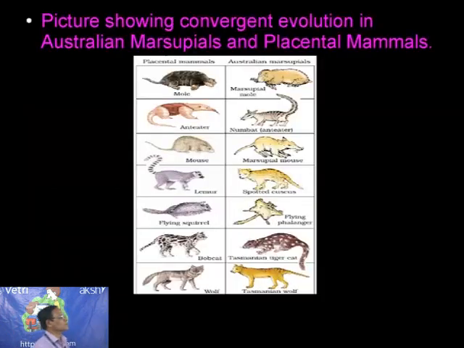So I will show the pictures here. Now we see that one. On the left side we have the placental mammals, on the right side we have the Australian marsupials. Both are actually living in Australia. And you see that one, this is the one exhibiting adaptive radiation. From the common ancestor, the placental mammals, different types of placental mammals originated. You see the mole, anteater, the mouse, the lemurs, the flying squirrel, then also the cuscus, and also the wolf. They have been descended. They exhibited adaptive radiations individually. And also they are exhibiting convergent evolution together with Australian marsupials.